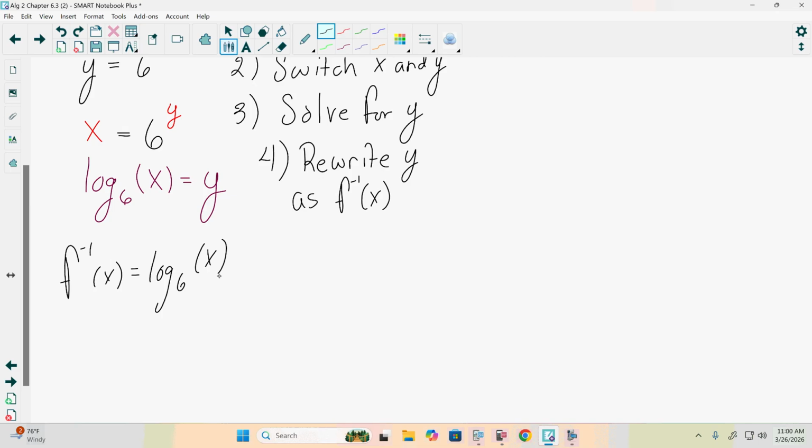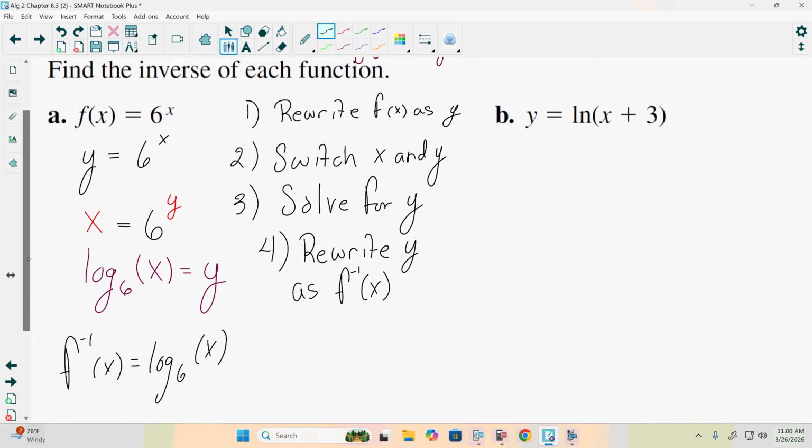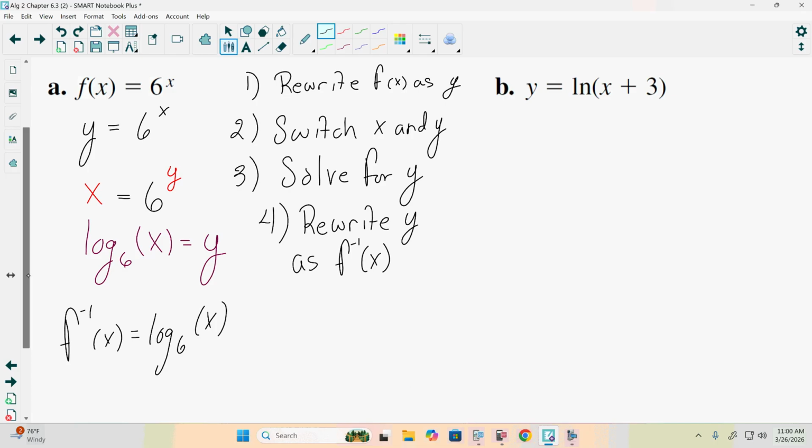Now the nice thing about inverses, their graphs are reflected across the line y equals x. So the negative 1 just says inverse. So f to the negative 1 of x is f inverse of x. So it's telling us that the f of x function, 6 to the x, and f inverse of x are inverses of each other. That one is the inverse.